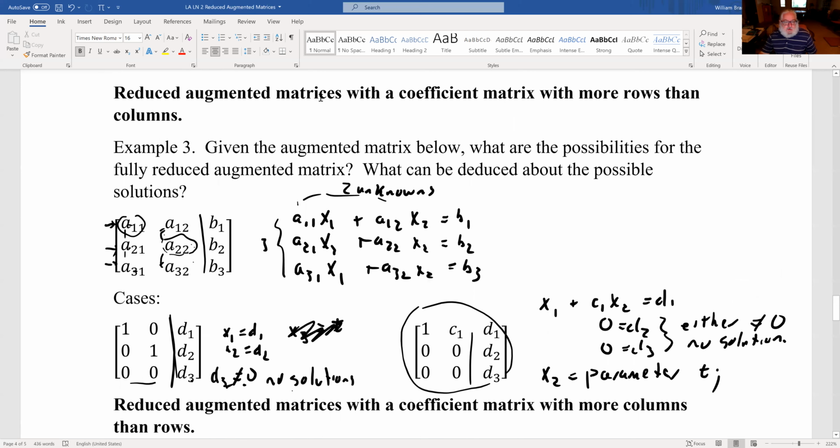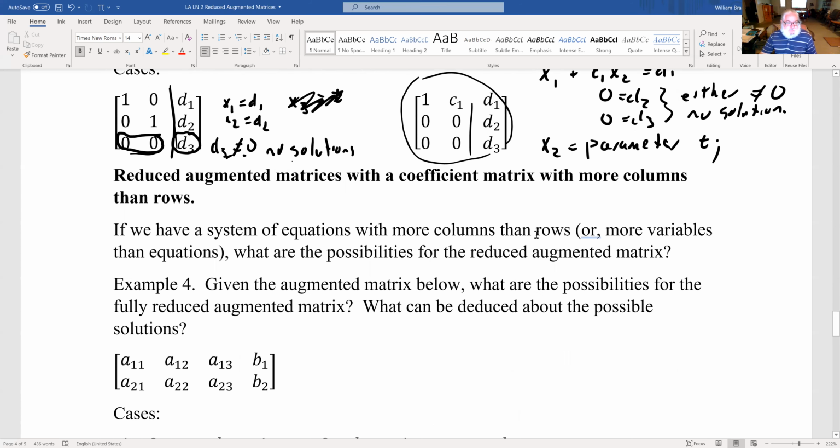So if you've got more rows than columns, that means you've got more equations than unknowns. And that means when you do your reduction, you'll always end up with a row of zeros in your reduced matrix. And then you just have to hope that the corresponding entry in the solution column is also 0. If it's not, then you have no solution.